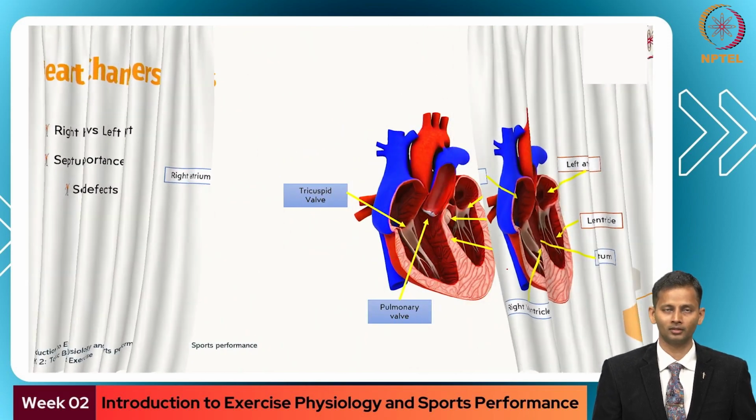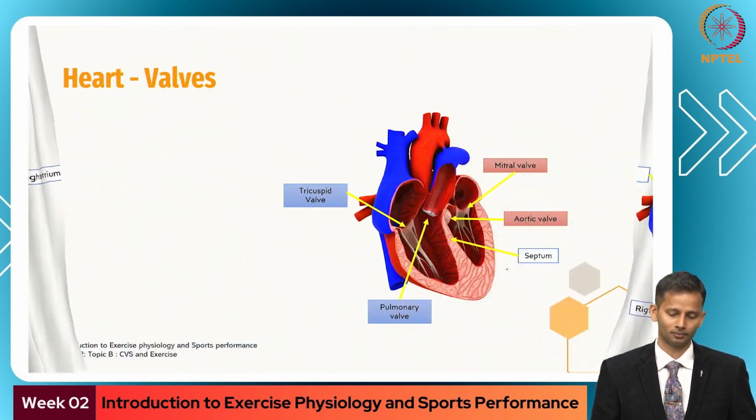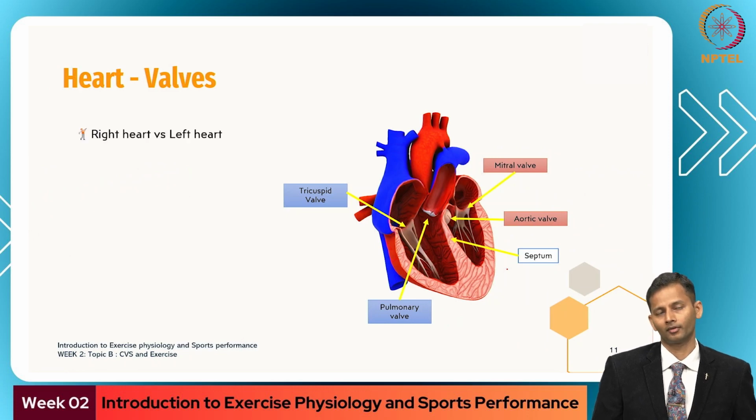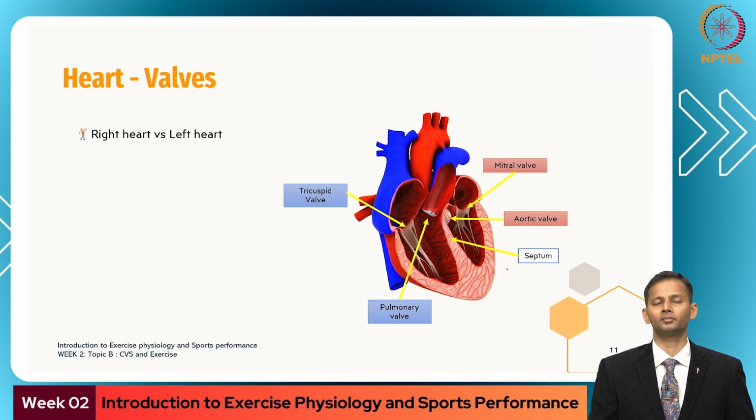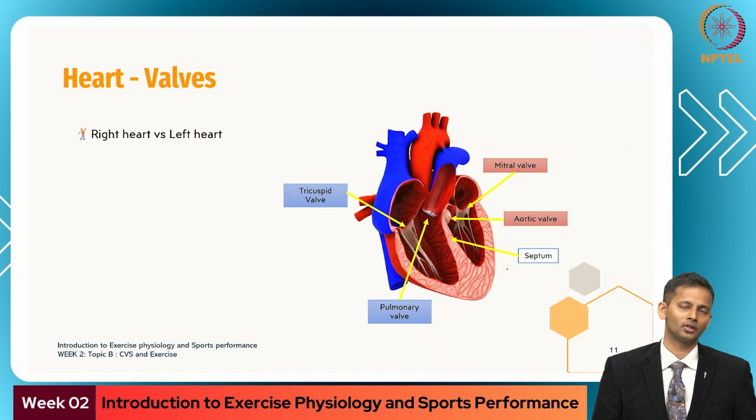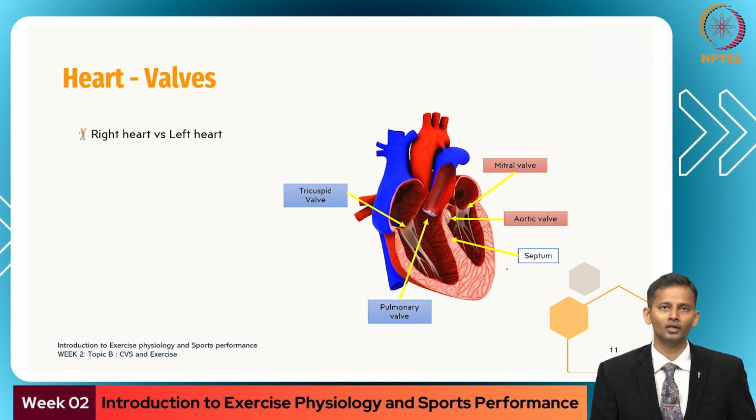That's an important thing that you need to remember. Coming on to the endocardium. The endocardium, the innermost layer of the heart, has multiple valves which only allow unidirectional blood flow. That is, the blood can flow in only one single direction.